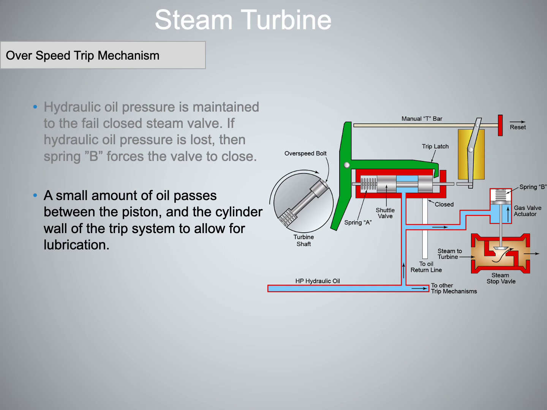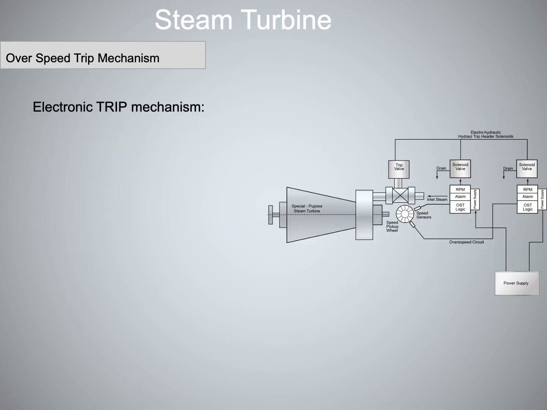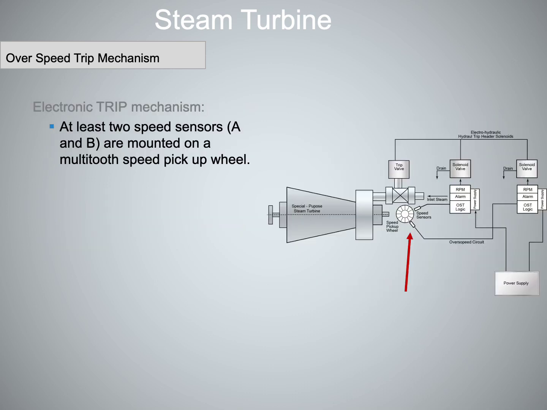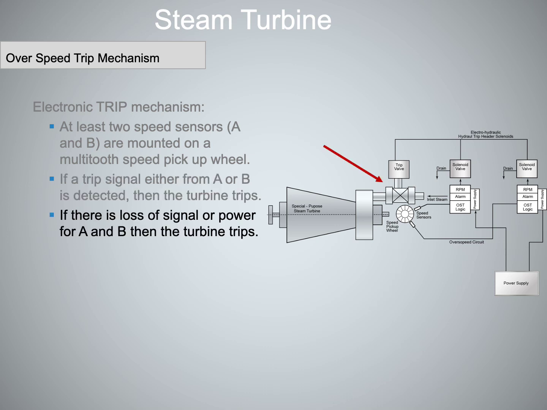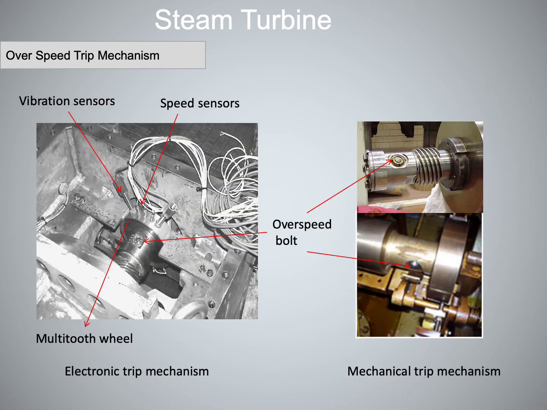A small amount of oil passes between the piston and the cylinder wall of the trip system to allow for lubrication. Electronic trip mechanism. At least two speed sensors, A and B, are mounted on a multi-tooth speed pickup wheel. If a trip signal either from A or B is detected, then the turbine trips. If there is loss of signal or power for A and B, then the turbine trips. The overspeed trip mechanism consists of vibration sensors, speed sensors, a multi-tooth wheel, and an overspeed bolt.